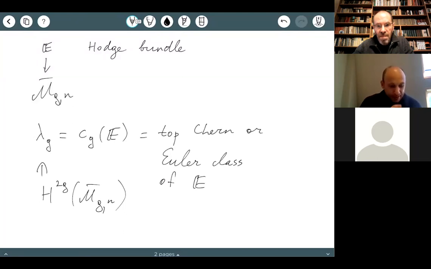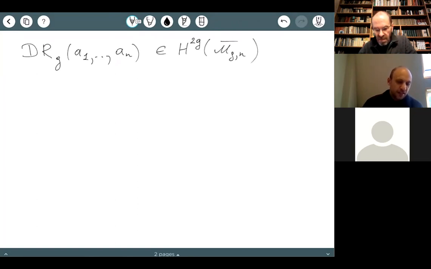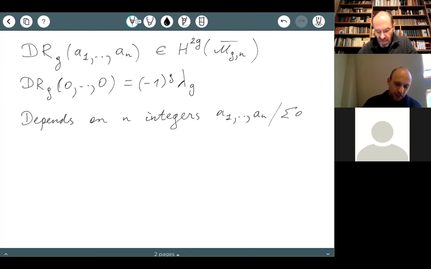And the other key ingredient is something I'm going to introduce now. It is called the double ramification cycle. So the double ramification cycle, DR_g(a_1,...,a_n), also lies in H^{2g} of M_{g,n} bar. Moreover, actually, if I take all of them equal to zero, I get (-1)^g lambda_g. So it is a generalization of this class lambda_g, but it depends on n integers a_1,...,a_n such that their sum is equal to zero.